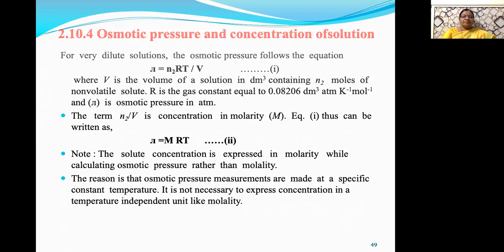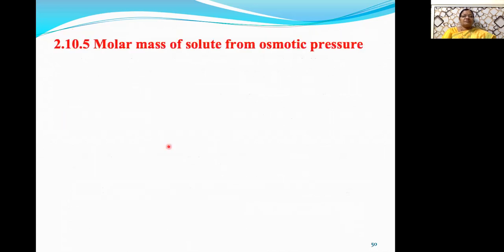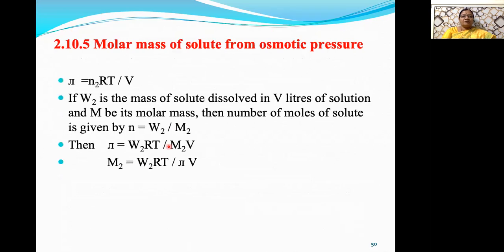Follow? This is the relation between osmotic pressure and concentration of solution. Now, molar mass of solute from osmotic pressure measurement. In the previous three colligative properties, you have learned how to determine the molar mass of a non-volatile solute from the colligative properties, that is elevation in boiling point, depression in freezing point, and lowering of vapor pressure.